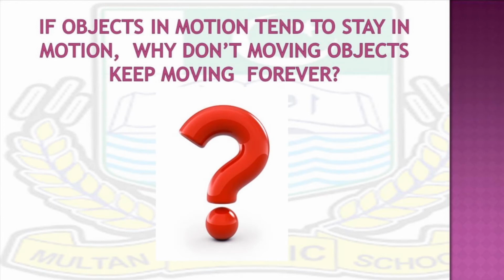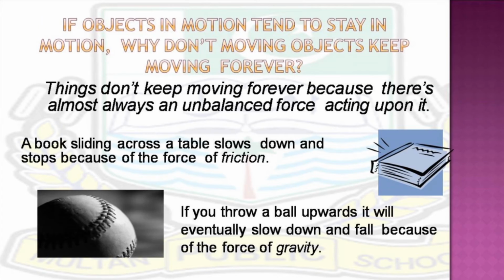Now here is a question: if objects in motion tend to stay in motion, why don't moving objects keep moving forever? The answer is that things don't keep moving forever because there is almost always an unbalanced force acting upon them. For example, a book sliding across a table slows down and stops because of the force of friction. And if you throw a ball upwards, it will eventually slow down and fall because of the force of gravity.